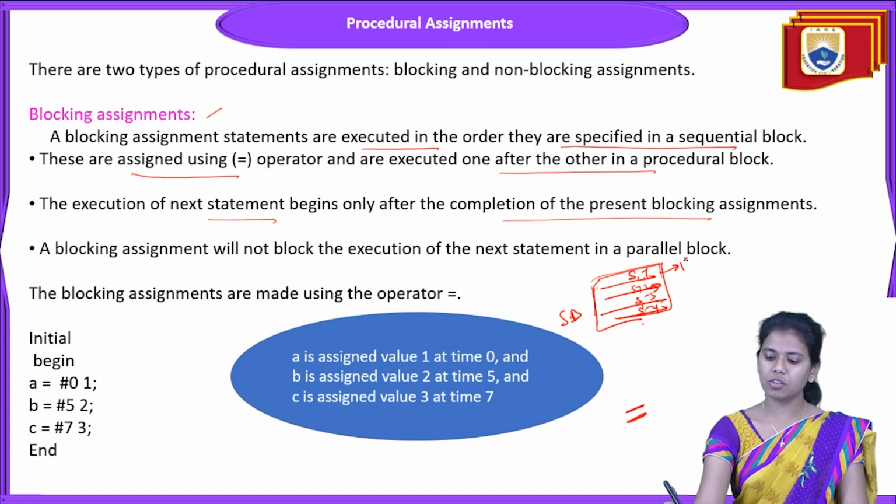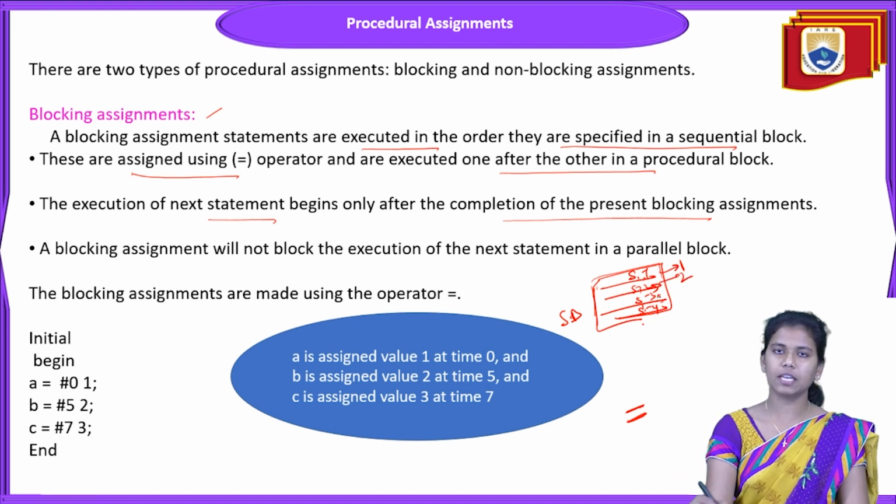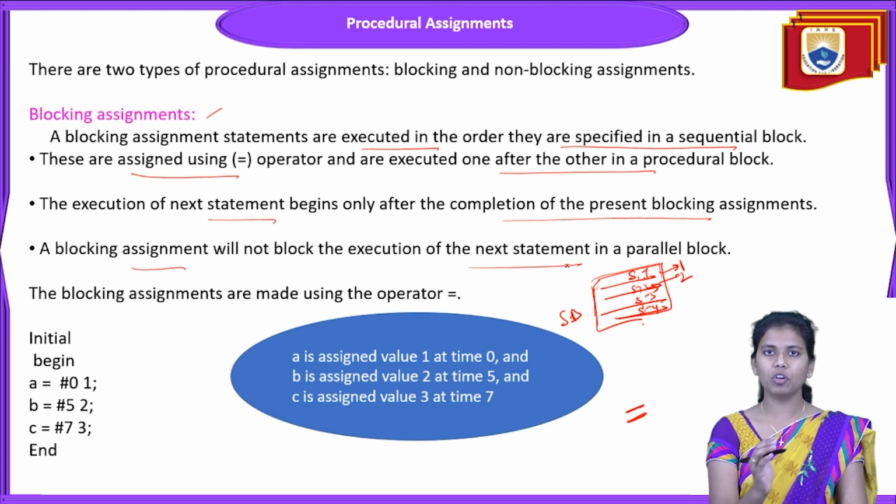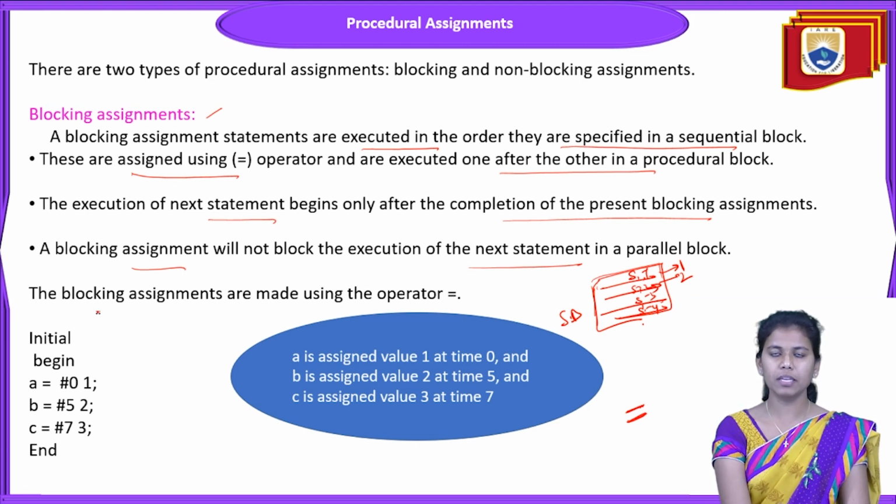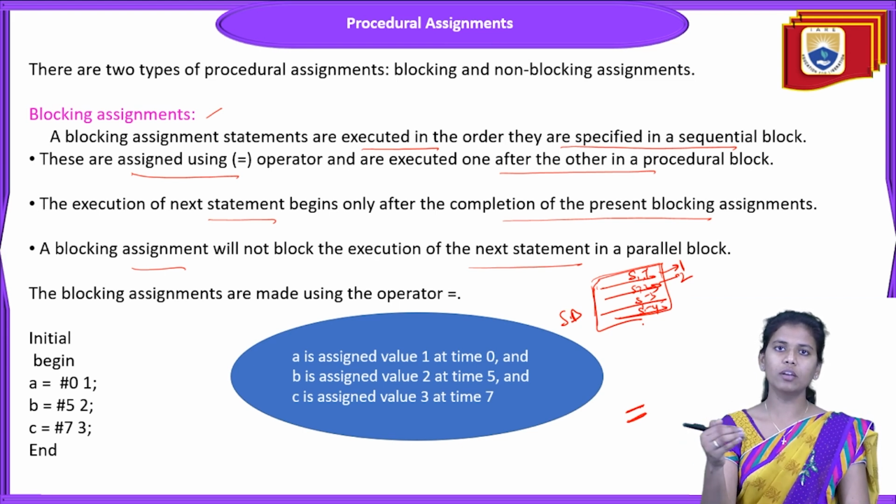Only after execution of statement 1, the next statement needs to execute. And after completion of statement 2, the third one needs to execute. It should go in a sequence manner. And blocking assignments will not block the execution of the next statements in a parallel block. For example, in a parallel block, these blocking statements will not block the execution. They just go on executing one after the other.